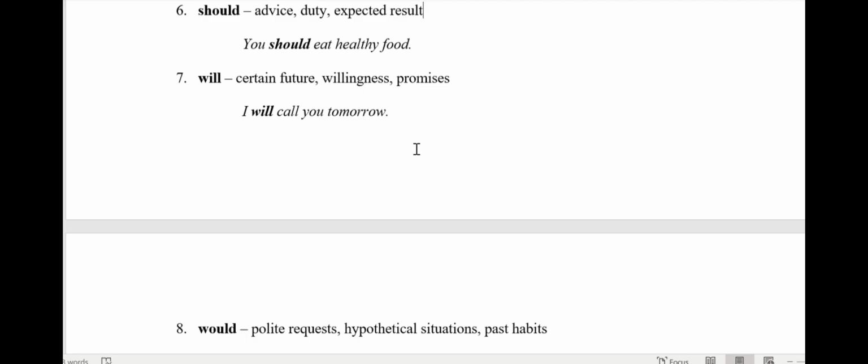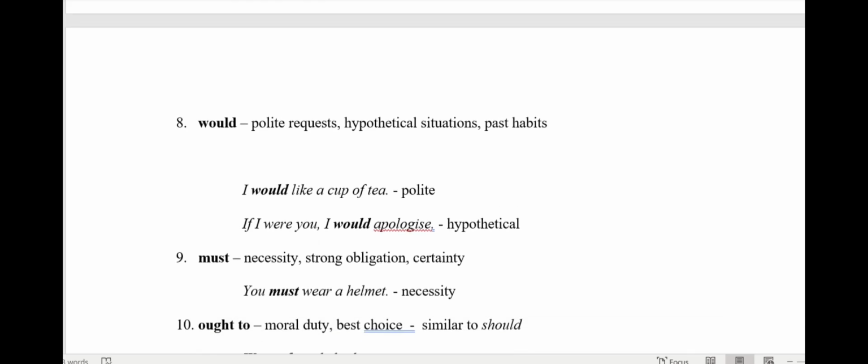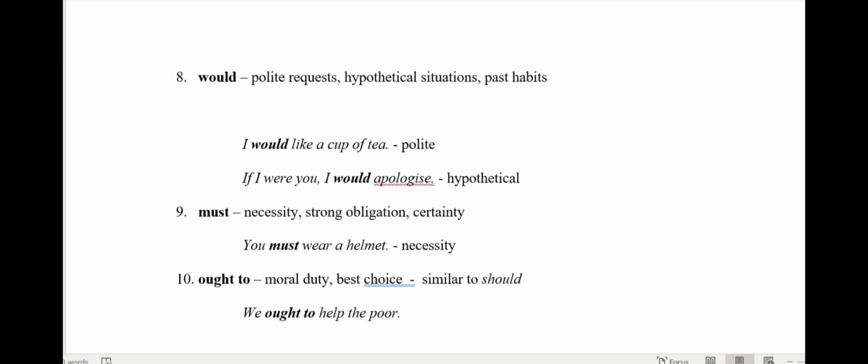The following word is would. Would speaks about polite requests again. Would is also a hypothetical situation.